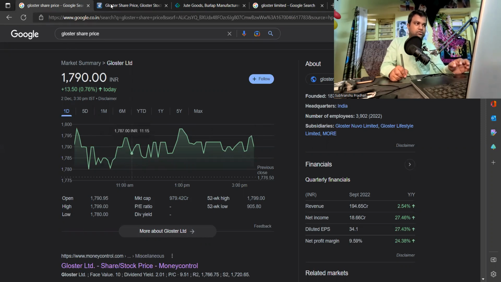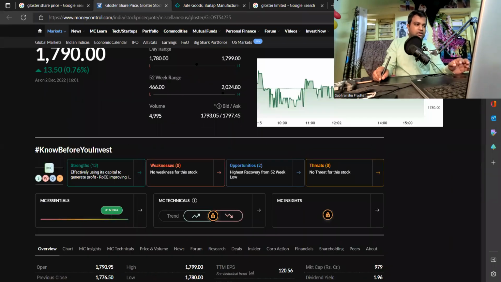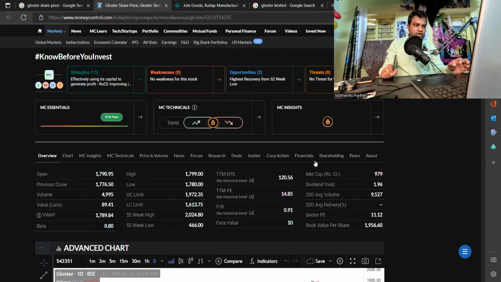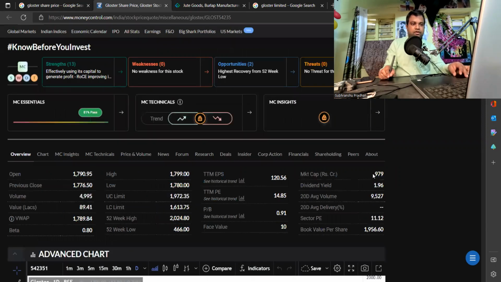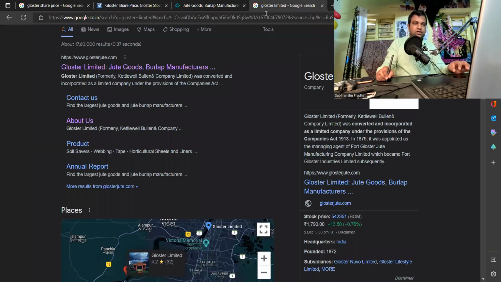Now let us go to the moneycontrol.com website and analyze some other parameters about dividend and market capitalization. Market capitalization is 979 crore. So it's an old company. Let's look at when it was established, from the Wikipedia data. Let's go to the company website.